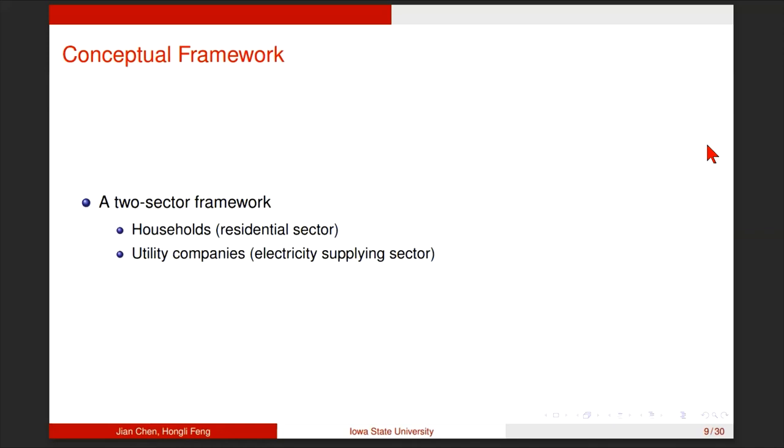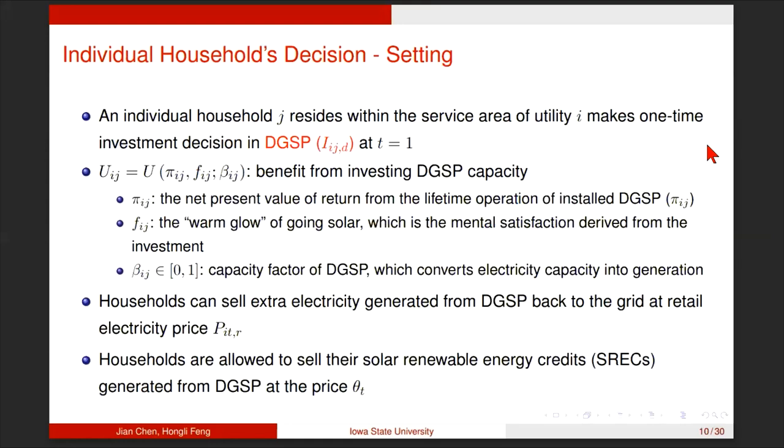So to analyze how USP and DGSP interact, here we construct a two-sector framework, including households, which is the residential sector, and utility companies, which is the electricity supplying sector. So let's first look at the individual household decision-making model. Here's the basic setup. Suppose an individual household j residing within the service area of utility i makes a one-time investment decision on DGSP capacity at time t equals one.